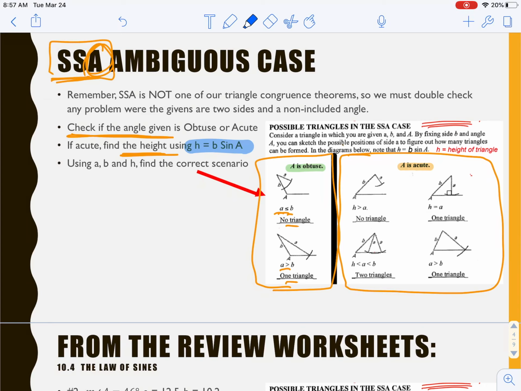Okay, so once we find the height, then we are going to go through and see which scenario this falls into. Is the height bigger than side A? Is the height equal to side A? Is the height smaller than side A, which is in itself smaller than side B, or is side A bigger than side B? So those are the different scenarios that we're going to be looking at.